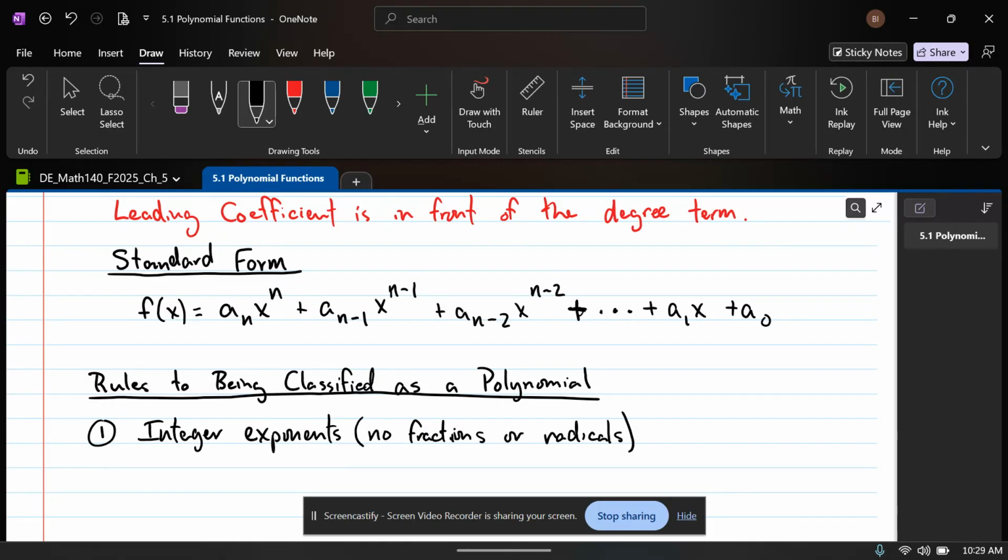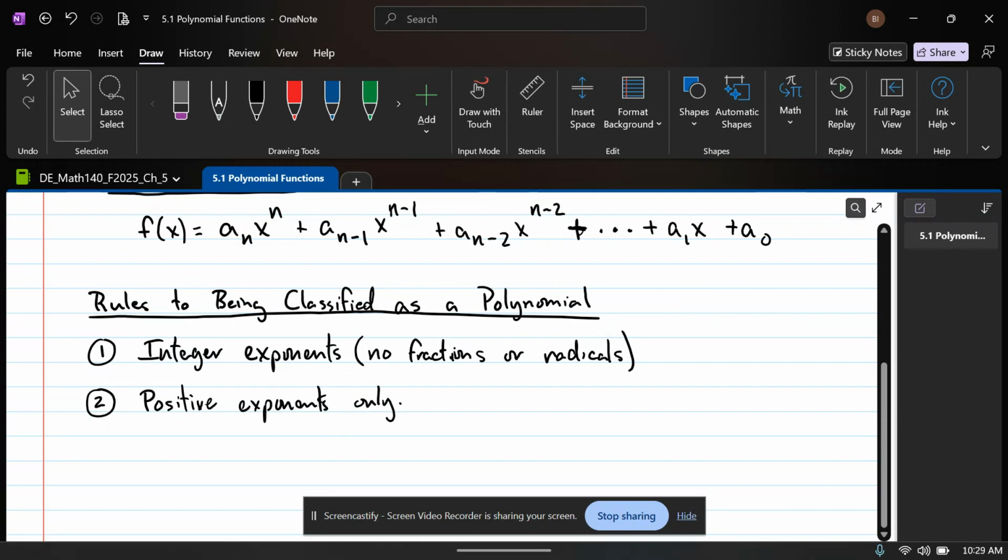I almost want to put it in the same rule, but integer exponents just says, okay, no fractions, no radicals. But then it has positive exponents only. So really, it's whole number exponents is what that tells us. Your textbook author separates those two things into two rules. I think you could set it into one rule and say it's whole number exponents.